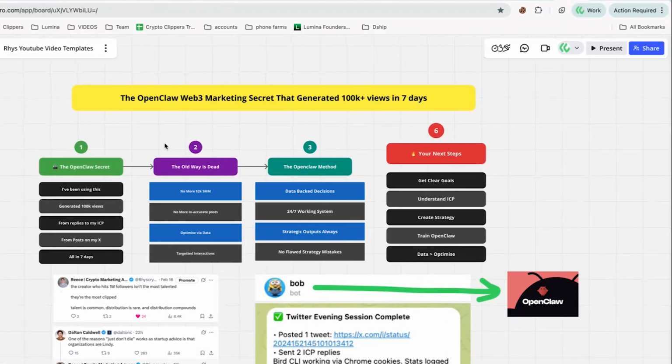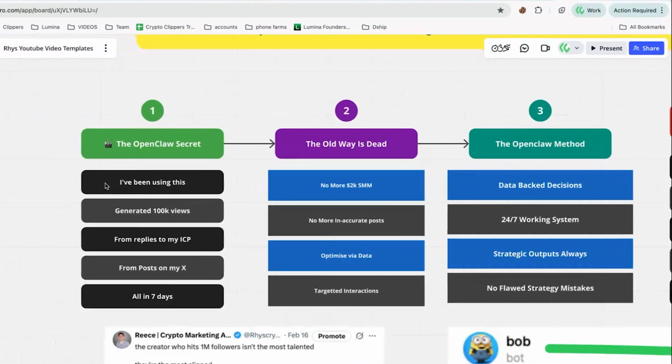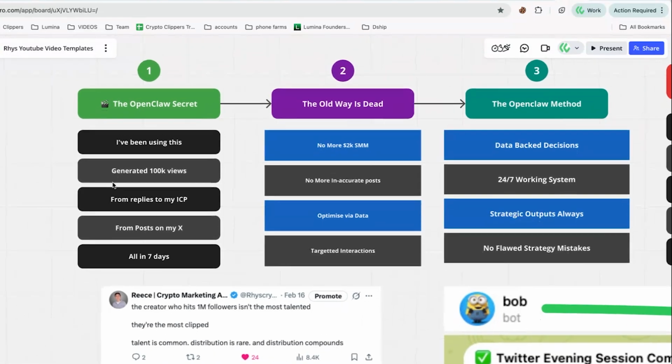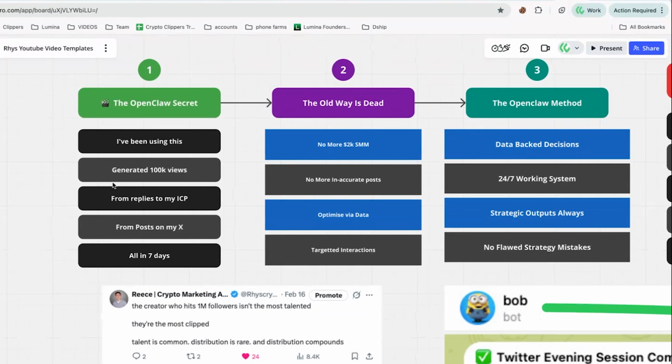Cool, so this is the Web3 marketing secret which generated 100,000 views in 7 days. So let's start number one with the OpenClaw secret. So I've been using this. It generated me on my own personal social media at Reese Crypto on X, 100,000 views over the past 7 days, from replies to my ideal customers to posts on my actual X, which also attracted my ideal customers, all in the space of 7 days.